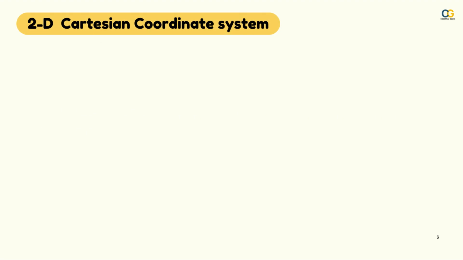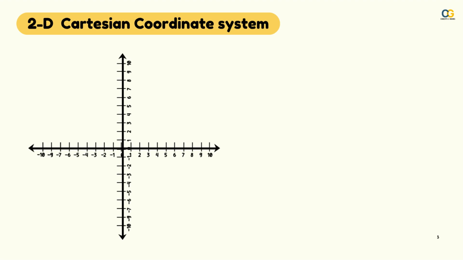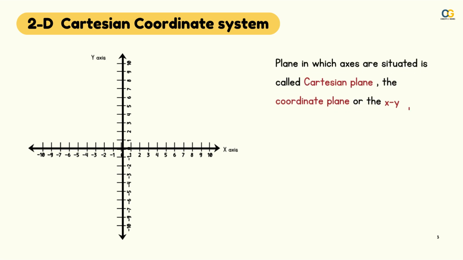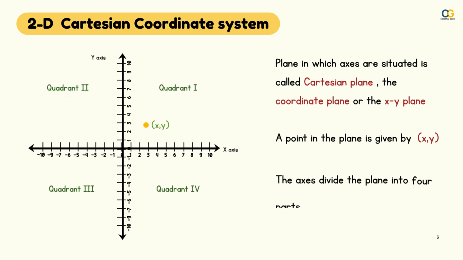For that, we use a 2D Cartesian coordinate system, where we place two number lines perpendicular to each other, where the horizontal axis is called the x-axis and the vertical axis is called the y-axis. The plane in which these axes are situated is called the Cartesian plane, or the coordinate plane, or the xy plane. Any point in this xy plane is given by the x and y coordinates, written as (x, y). These axes divide the plane into four parts, which are called quadrants.